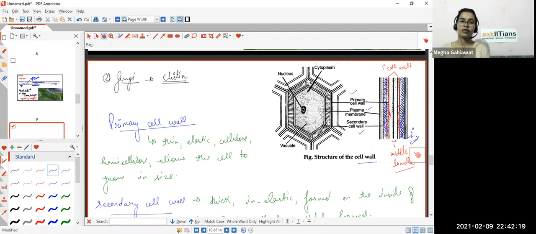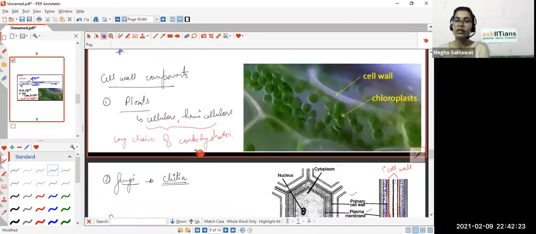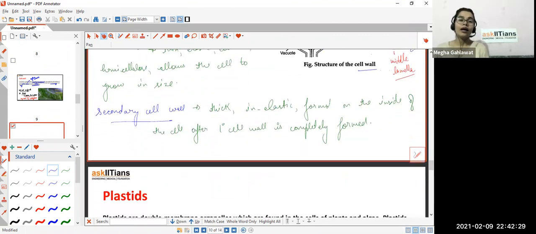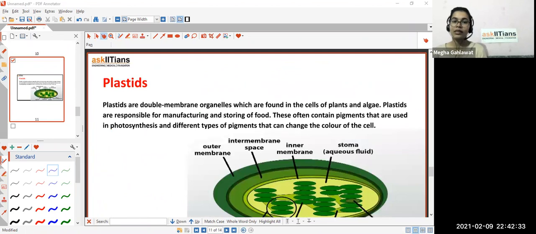Now, these are the different types of cell walls. These are the functions that we discussed. You can also see this in the diagram which is shown. The next thing that we are going to discuss are the plastids. Again, plastids are semi-autonomous organelles. When I say semi-autonomous, that means they also have DNA just like the mitochondria, and that helps them control their own function just a little bit.